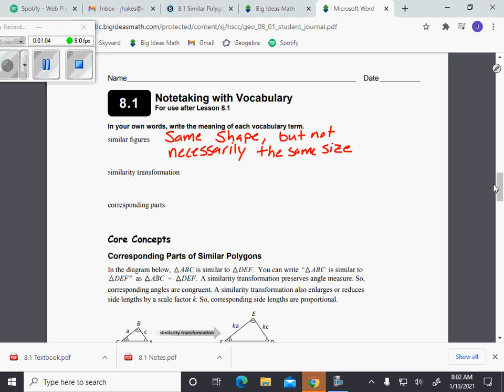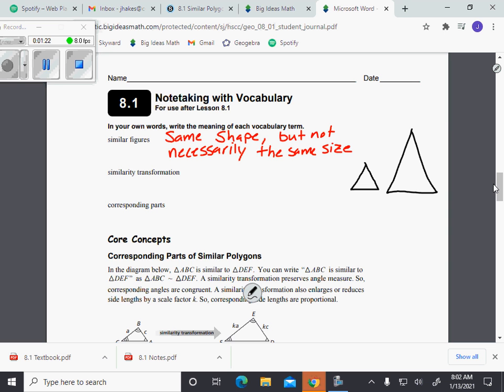If I go and write an example here, I'm going to do triangles. If I have two triangles, a little triangle, and then a big triangle here. Okay, let's say those are similar figures. They have the same shape, but not necessarily the same size.